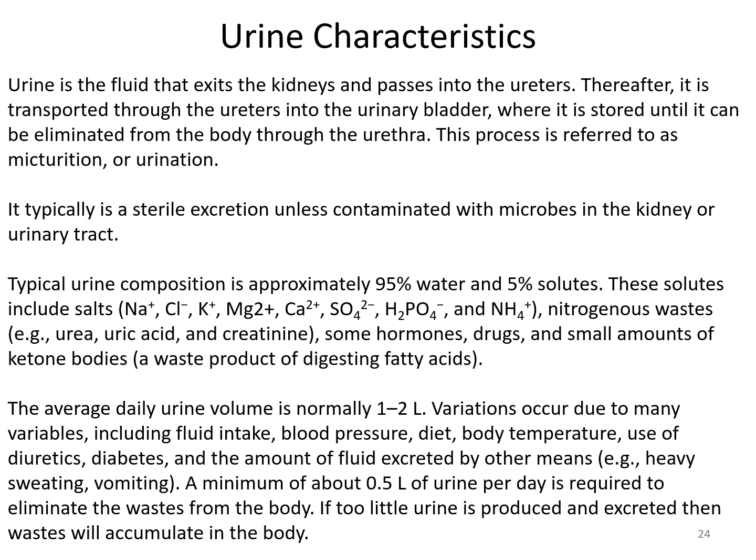The average daily volume of urine is going to be between 1 to 2 liters. This is going to vary depending on a variety of different factors. So how much fluid you're taking in. Obviously, the more fluid you take in, the more fluid you're going to put out. Blood pressure. We know that pressure and volume are related. So blood pressure is going to also have a role in how much urine you're forming. Your diet, your body temperature. If you're using diuretics, diuretics are going to promote you losing fluid in the urine.